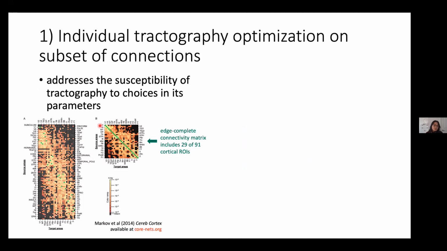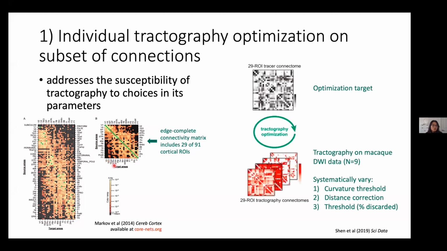And so what we did was take the edge complete connectivity matrix, which includes 29 of the 91 cortical ROIs, and we tried to get our diffusion tractography to best estimate this, to get it to best match this tracer matrix. And so the way we did that is by systematically varying the curvature threshold and tractography distance correction, whether we applied it or not, and the percentage of connections that we discarded at the end.